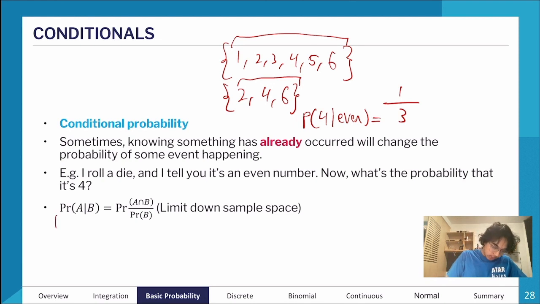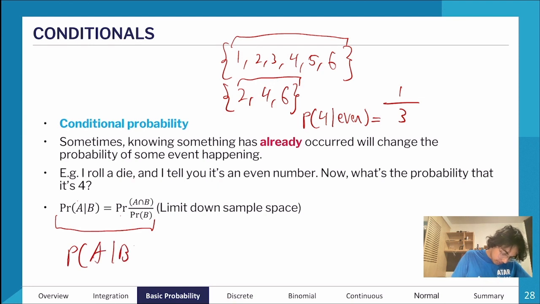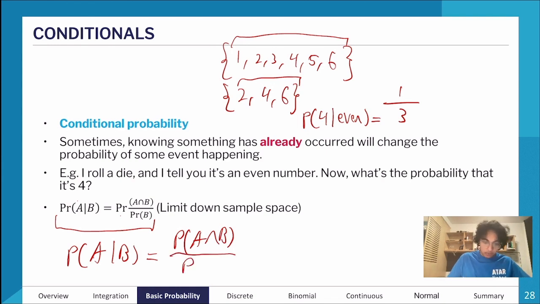And so that's nicely summarized in this rule here. So A given B. It's written as A given B, is equal to, that's meant to be up there, but I'll rewrite it so it makes more sense. So the probability of A given B is equal to the probability of A intersecting with B, divided by the new narrowed down sample space, which is given by the probability of B.